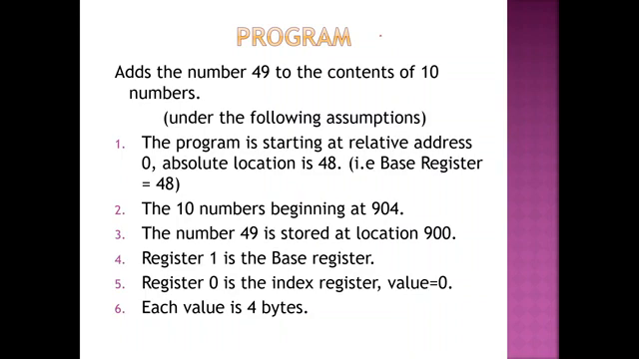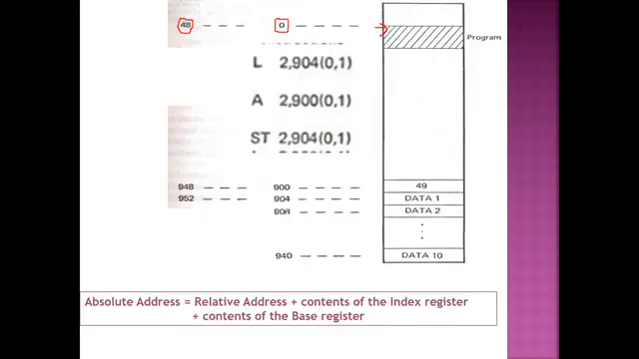Whichever is the starting address for your memory location, whichever is your starting absolute location, will be the base register value. See here, 48 is where your program is going to begin. So I'm going to say 48 is the location where my program is going to begin. So what happens, 48 now becomes your base register value, right? So 48 becomes your base register value. So what happens now, line number 0 will be stored at location 48, right?